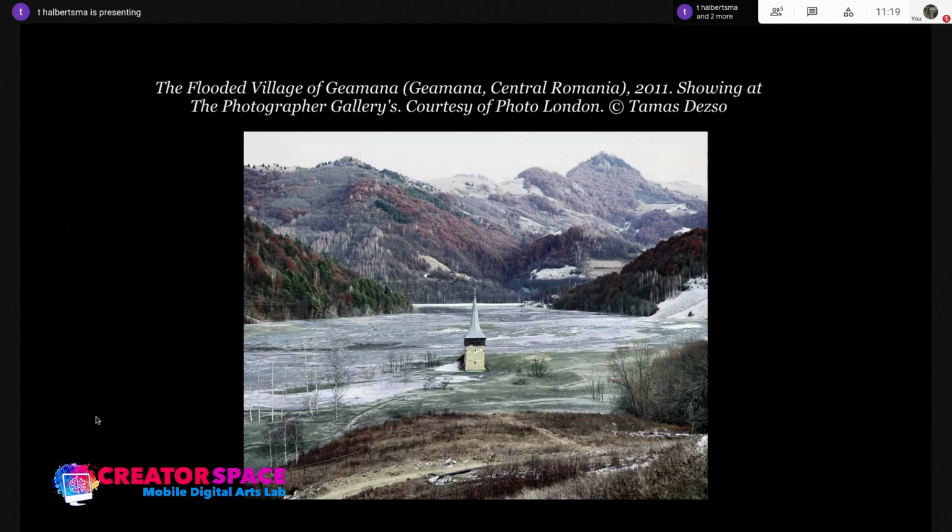This is a photo by Tamas Dezo. You should see his work. He made a photo here, which is kind of obvious. Once there was a village, but then there was a dam, and the village disappeared. So it's all underwater. And that's the story. And maybe the story is way, way bigger.